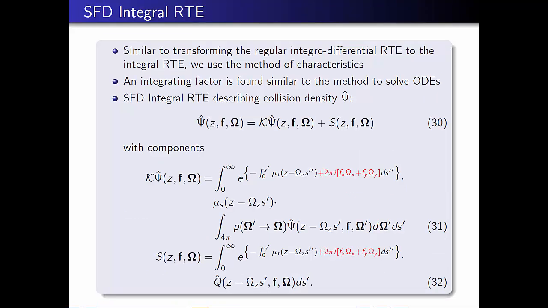Similar to transforming the RTE, we do the same thing here. You go along characteristics, there's an integrating factor to solve the ODE, and you end up getting an integral equation for the collision density. I'm putting hats here too, and here are your K and S. Note that there's this dependence on z now instead of r. This factor in red is the key thing that's different.